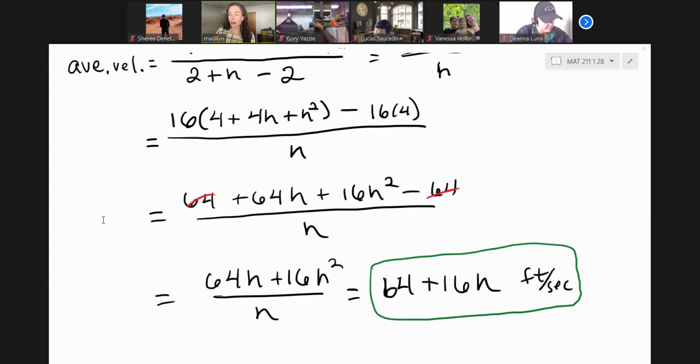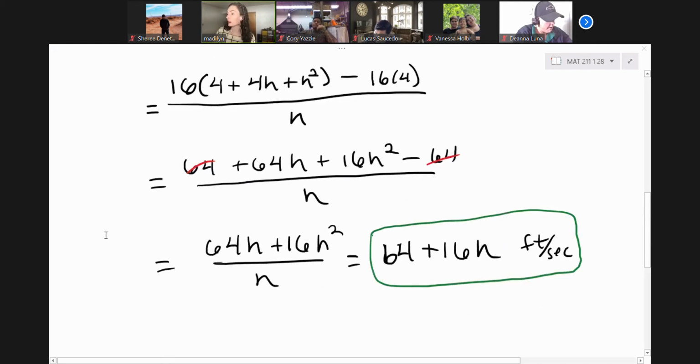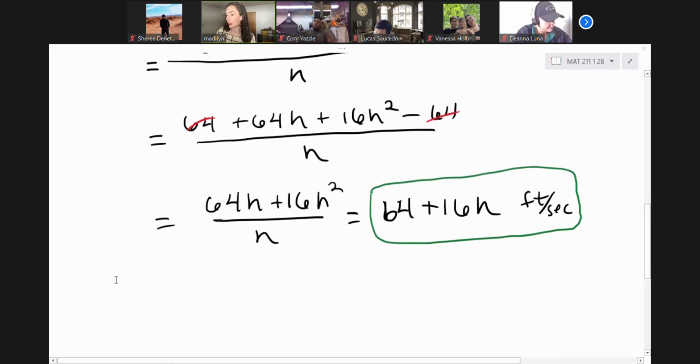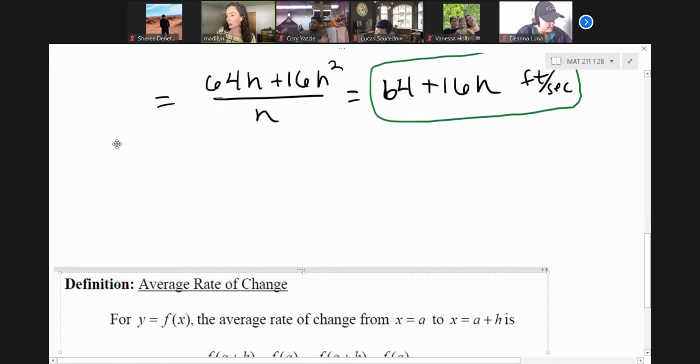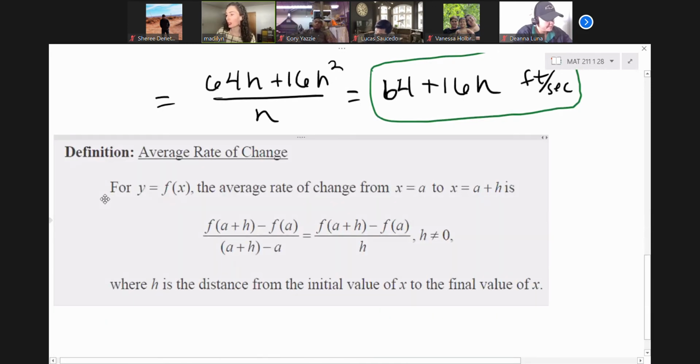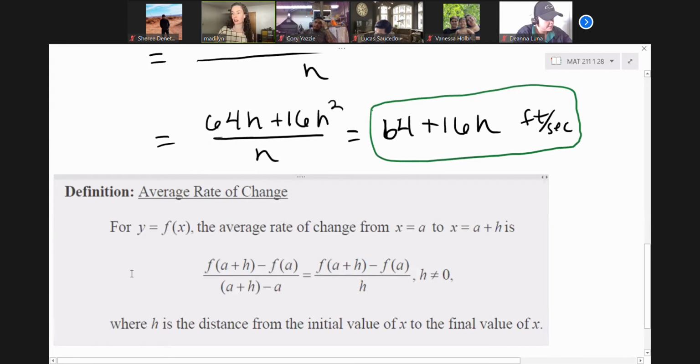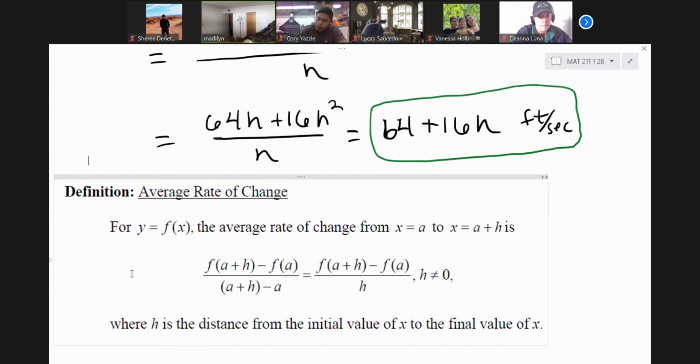So we have an average velocity formula, which is actually what we were just doing, just stated a little more formally, or excuse me, average rate of change, which velocity is just a specific example of that. And this is in the book. Let me find the page.